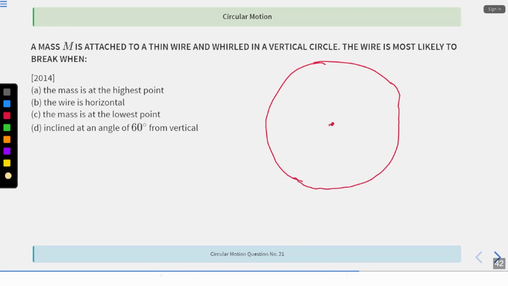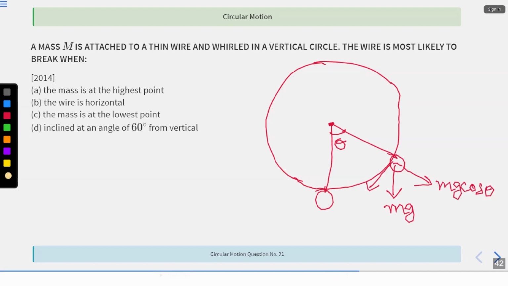So let's just say this is the string, and this is the 60-degree angle. For now, I'll take it as theta. So here we can see that at this point, we have mg, and then this splits into mg cos theta and mg sine theta.